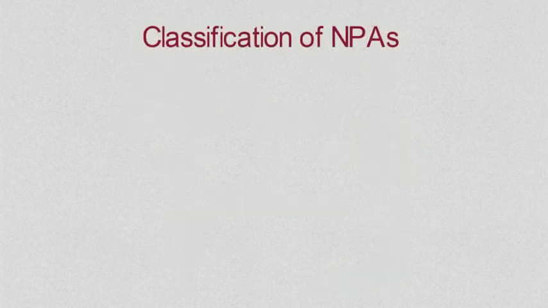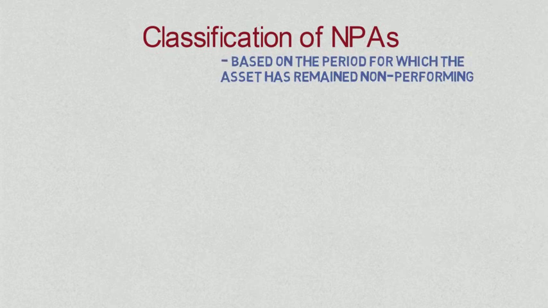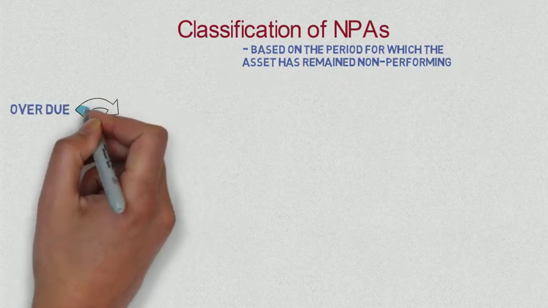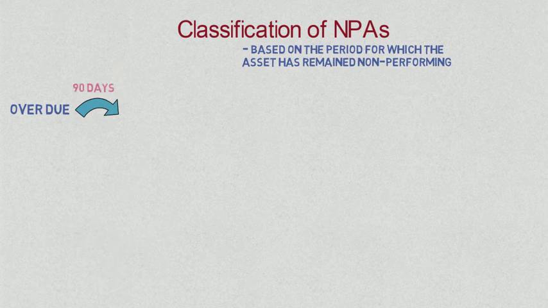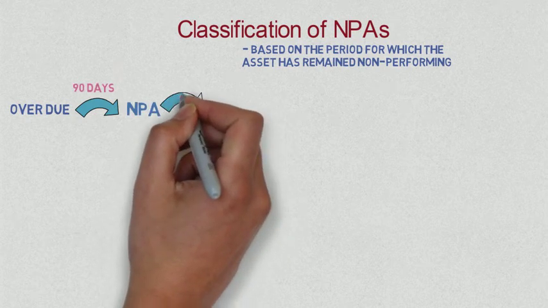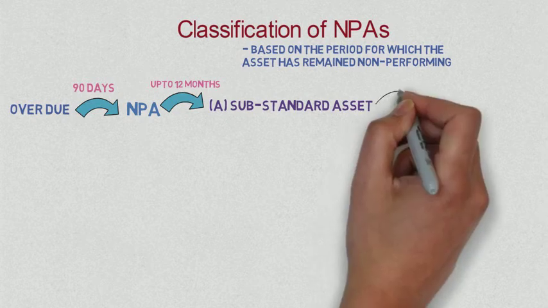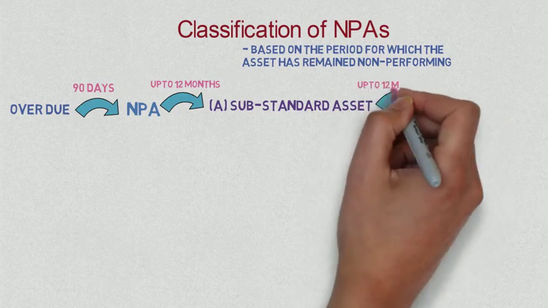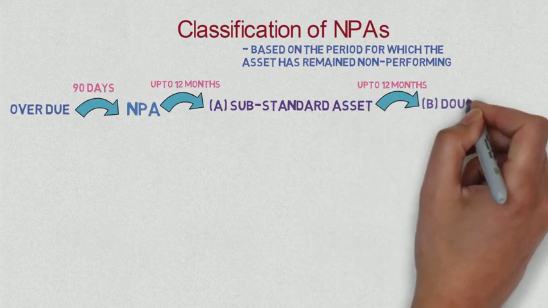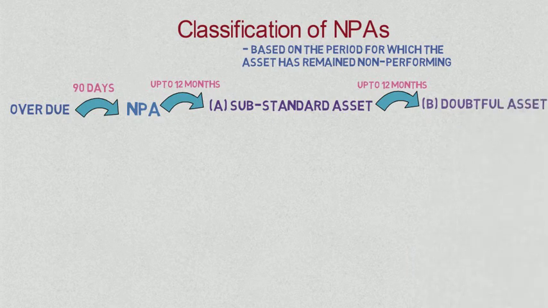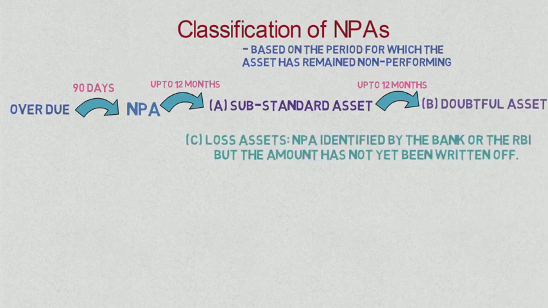According to the rules of RBI, banks are required to classify NPAs further into three categories based on the period for which the asset has remained non-performing. So if an asset is non-performing for 90 days, then it is an NPA. If it remains NPA for up to 12 months, then it is classified as a substandard asset. If it has remained in the substandard category for a period of 12 months, then it is classified as a doubtful asset. And third, loss asset.